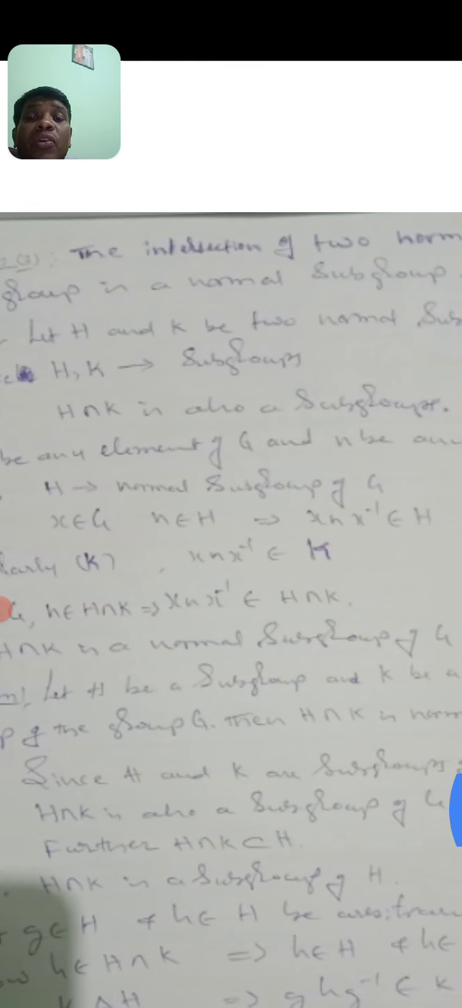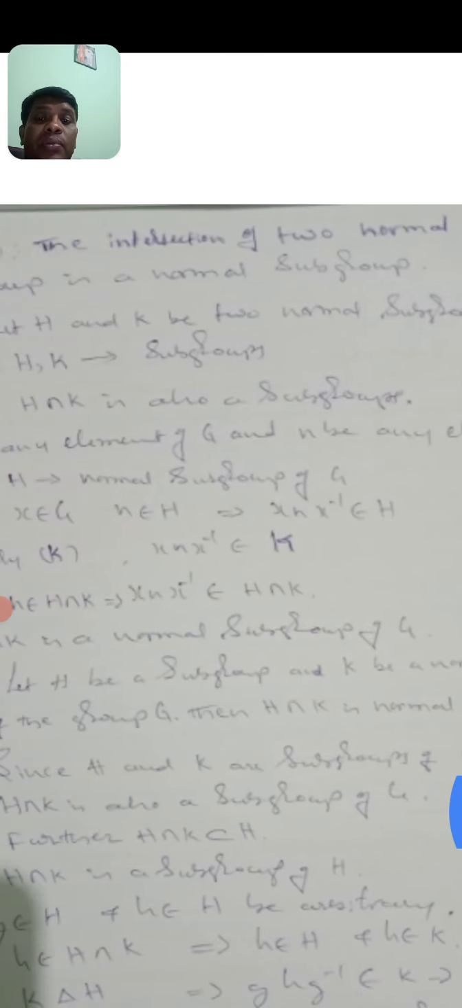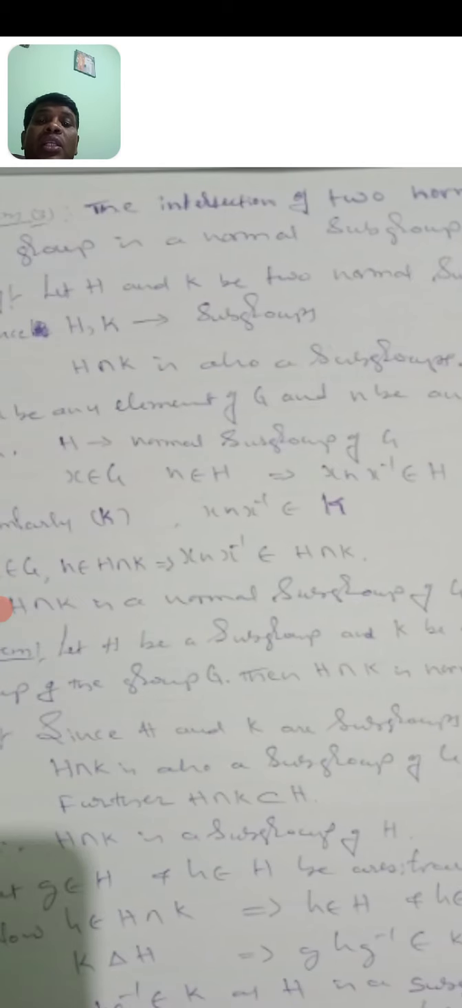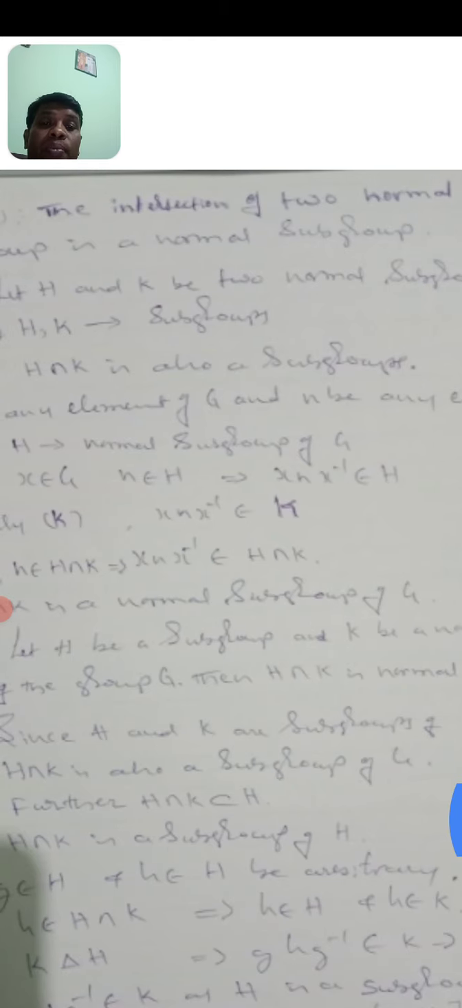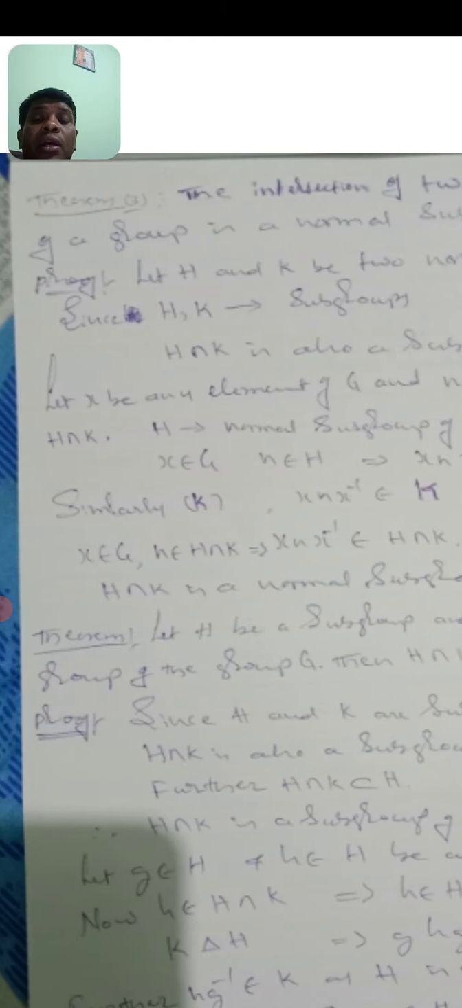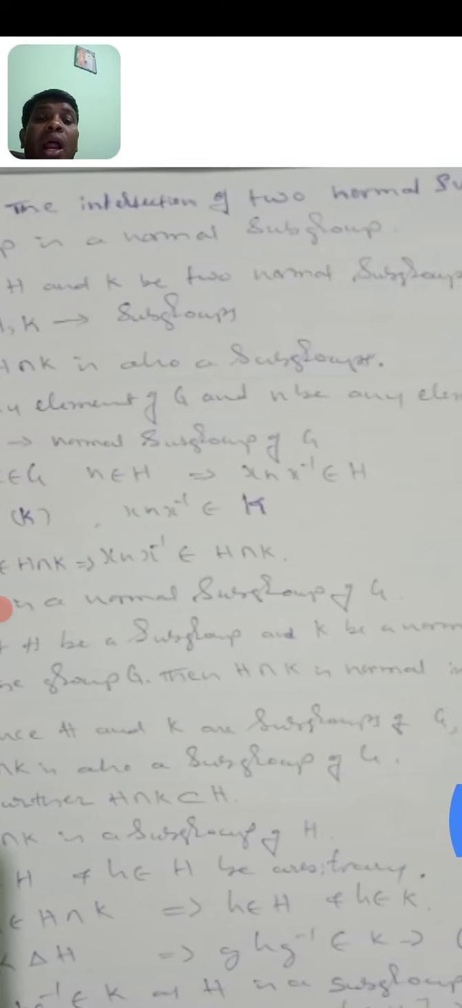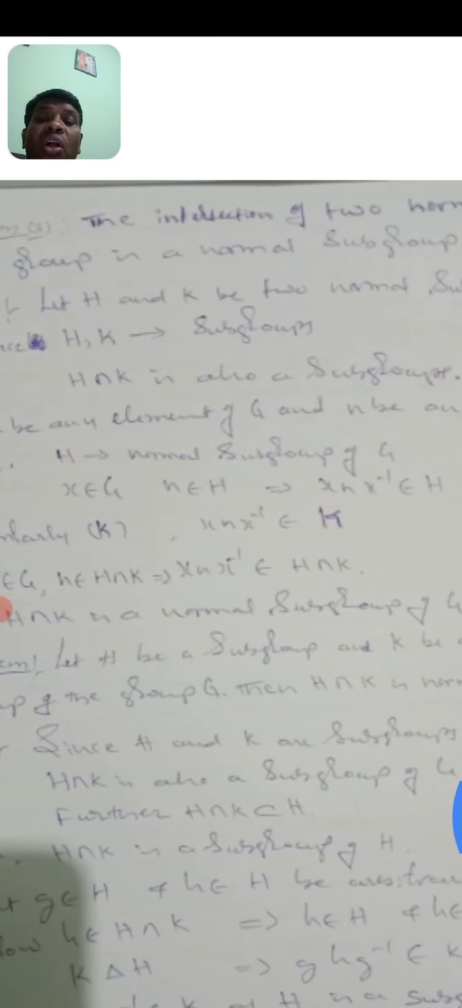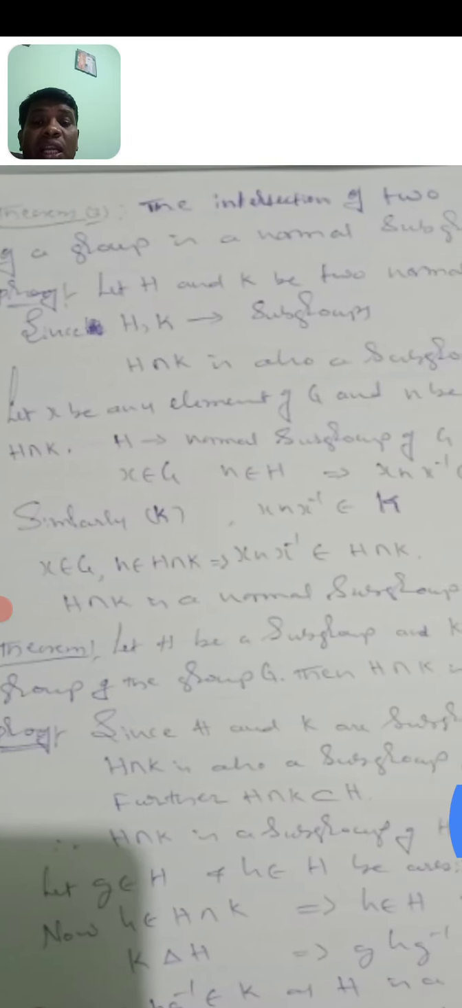Its proof is: let H and K be two normal subgroups of G. Since H and K are subgroups, their intersection is also a subgroup. That is, H intersection K is also a subgroup. Let x be any element of G and n be any element of H intersection K.